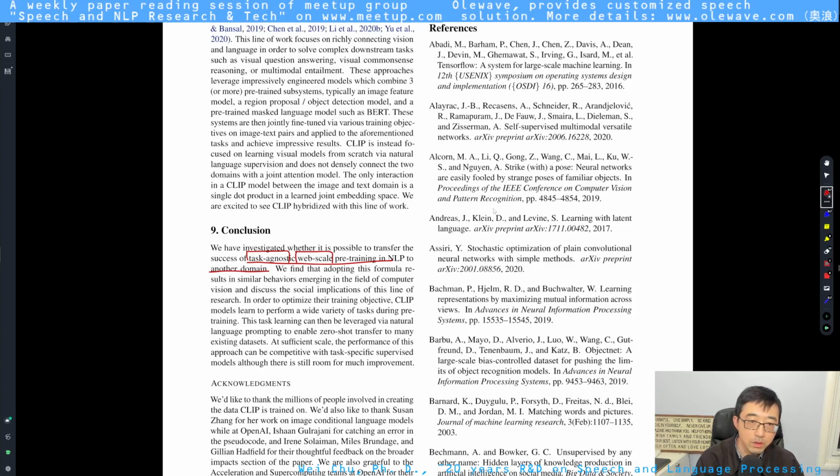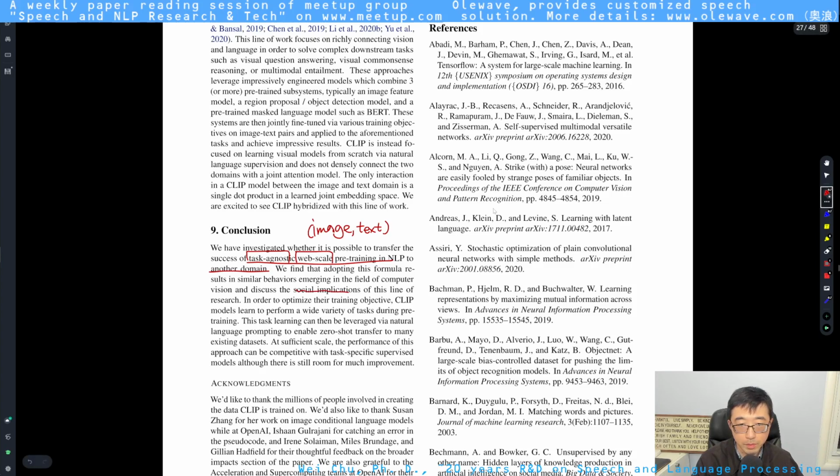And they also use the web data. Remember, they have the image and the description or text pair they grab from the web, over 400 million pairs. So this is how they made it work successfully.